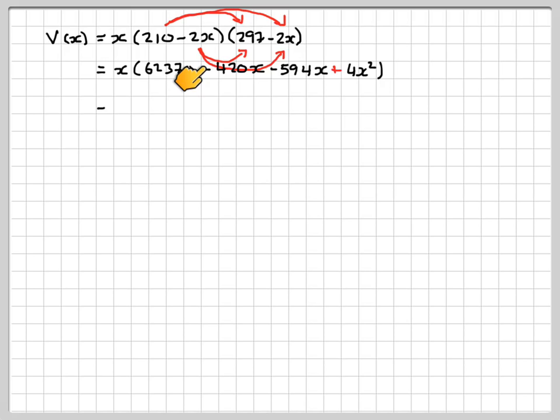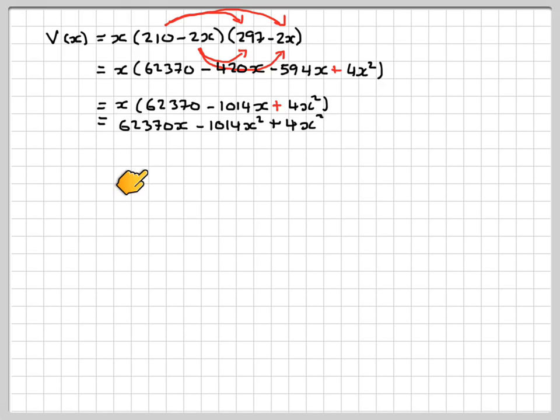Then we have to be careful. Minus 2x times minus 2x will give me plus 4x squared. So these two terms can be added together in the middle to get 1014x. So we're going to have 62,370 minus 1014x plus 4x squared, times that x in the middle. Taking that x in will give me 62,370x minus 1,014x squared plus 4x cubed. This will allow me now to differentiate the function.